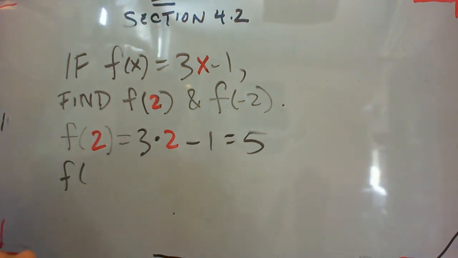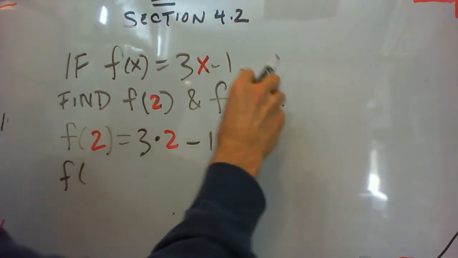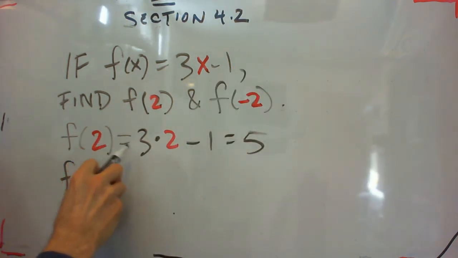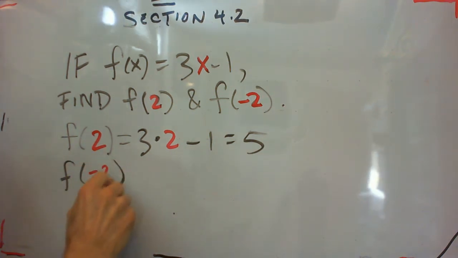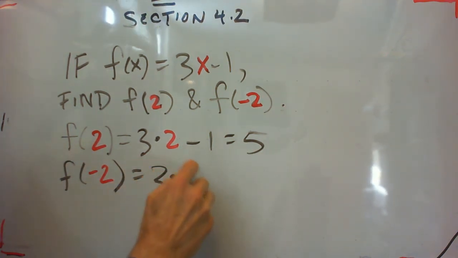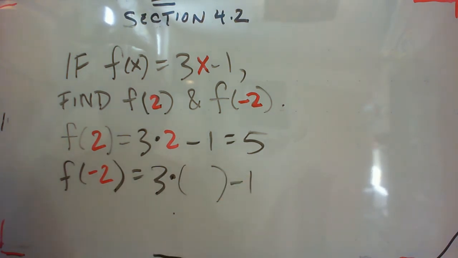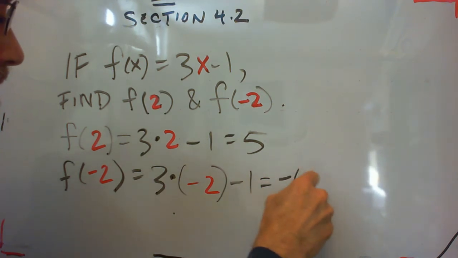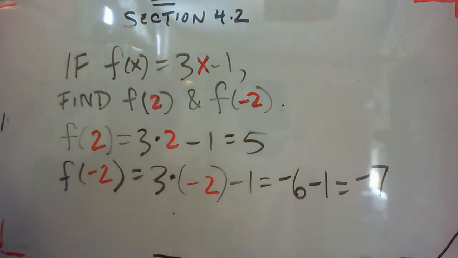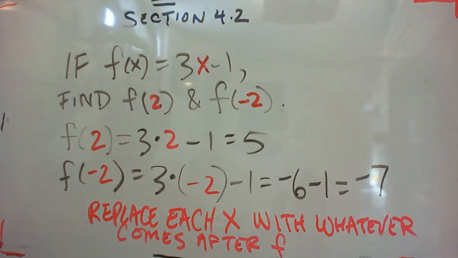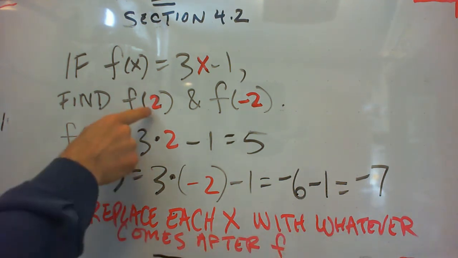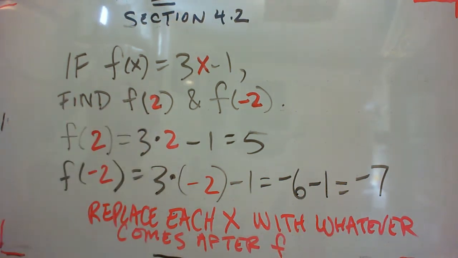So our answer here is 5 for f of 2. And then for f of negative 2, we plug in negative 2 for each x in the formula. So that's 3 times negative 2 minus 1, which is negative 6 minus 1, or negative 7. So just remember, replace each x in the formula with whatever comes after f in those parentheses.